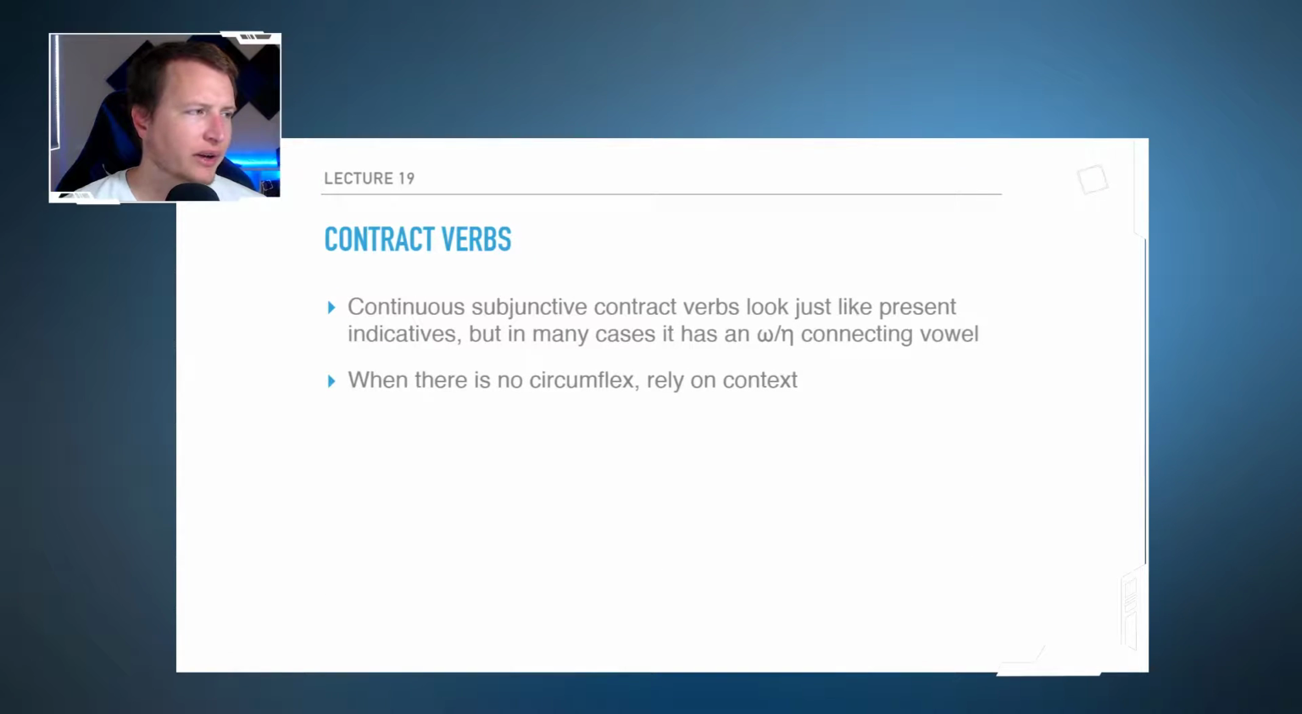Now, what do you do with contract verbs? You follow kind of the same principles you've already been learning. So the continuous subjunctive contract verbs will look just like the present indicatives, but in many cases it has an omega or eta connecting vowel. Now, where there is no circumflex, rely on context. Context is key. This shouldn't be anything new to you. We've already seen numerous examples this lesson alone where several forms are identical to another. Context is always king.